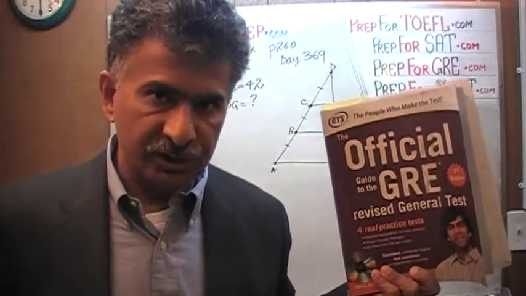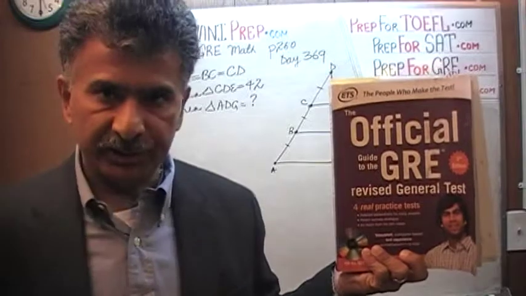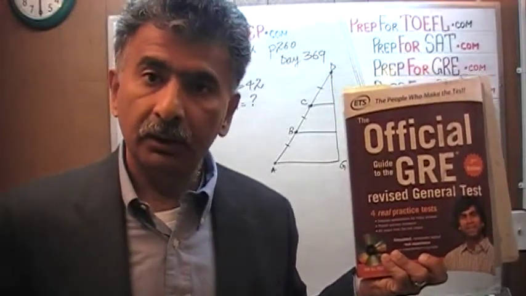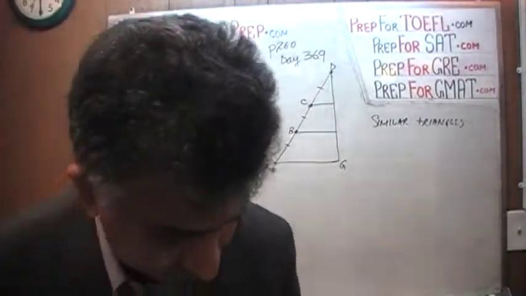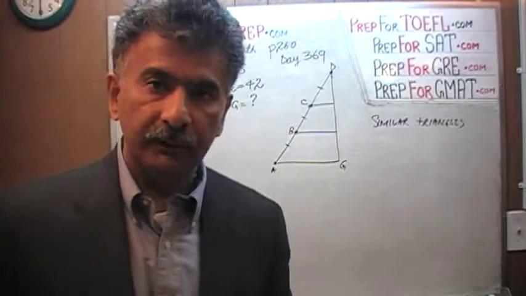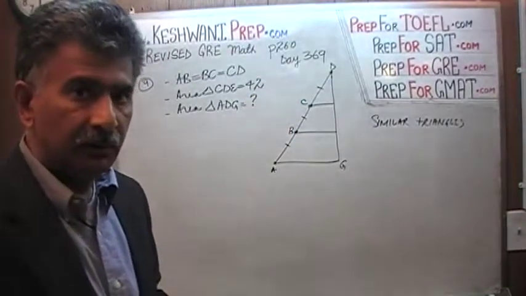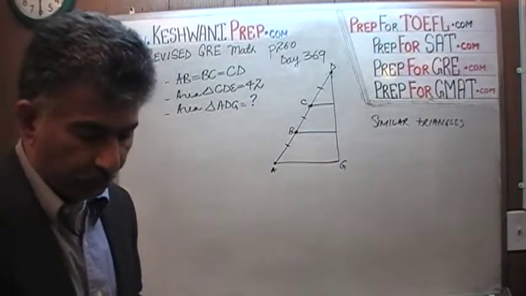We are here because we want to prepare for the GRE. We have been solving GRE math problems out of this book, the Official Guide to the Revised GRE. If you do not own this book already, purchase one immediately. You're going to need it. The problem we are about to solve is on page 260. Please turn to it. Today is our lesson number 369. On page 260, problem number 9 is what we are about to do.